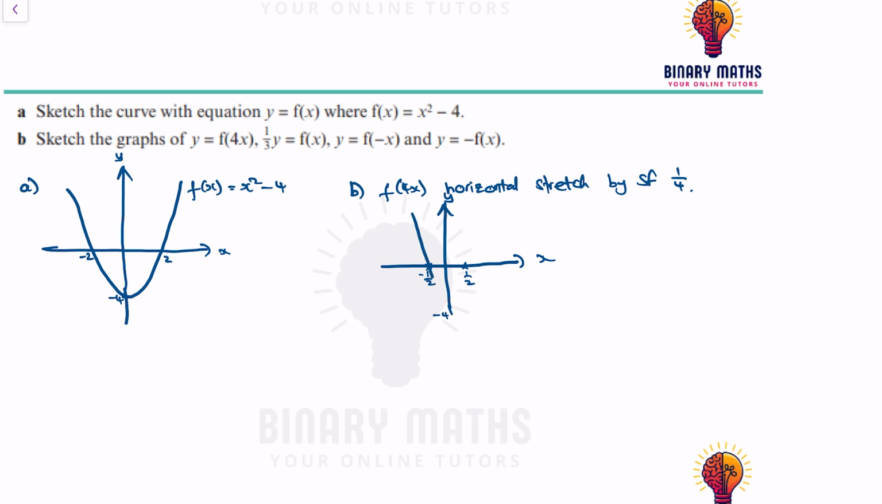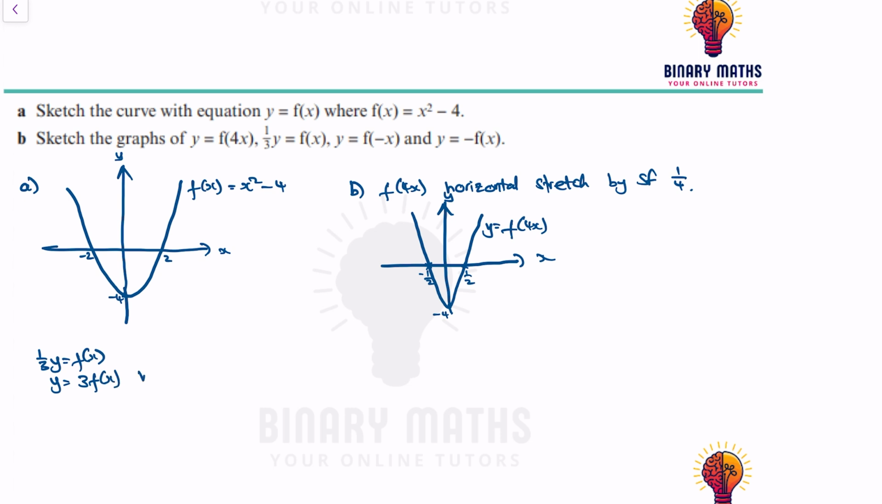So it'll look like this. And so y is equal to f of 4x. Okay, next one is a third y. Let's just go here. A third y is equal to f of x, means y is equal to 3 times f of x, which is a vertical stretch by scale factor 3 from the original.